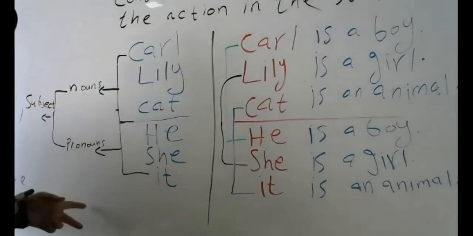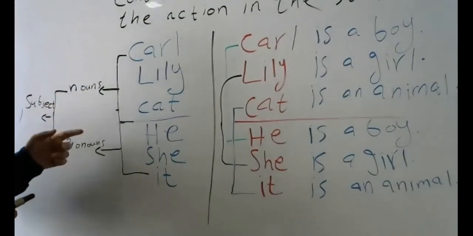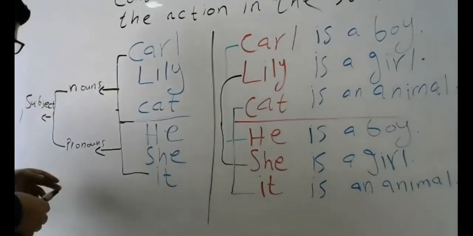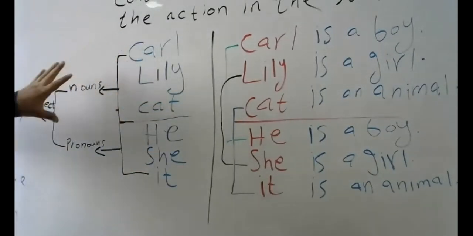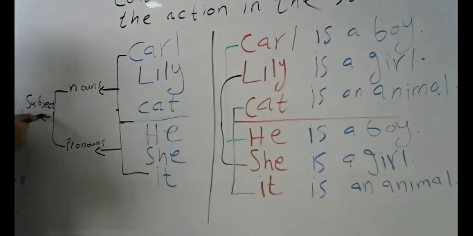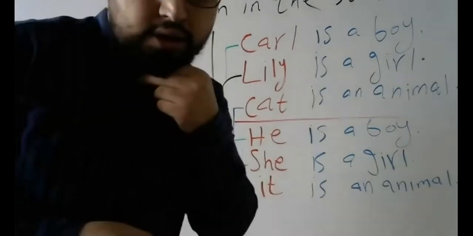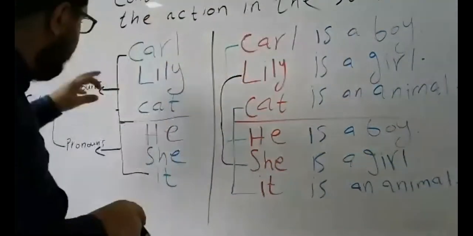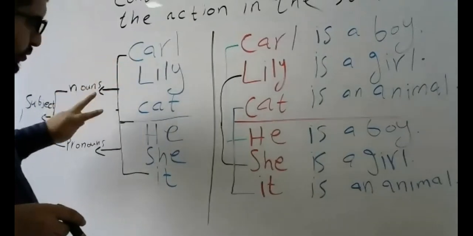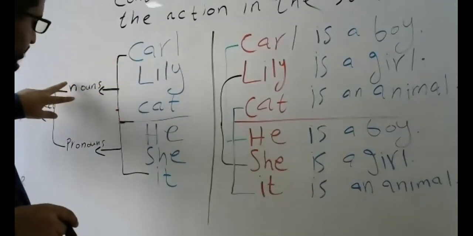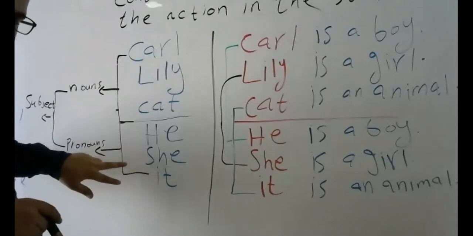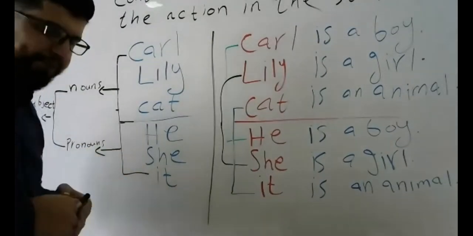The nouns and the pronouns, okay? All of these, we call it subject, okay? Subject. All of these are subject, but they divide into two. The two are the names, we call the names nouns, and we call the he and she pronouns, okay?